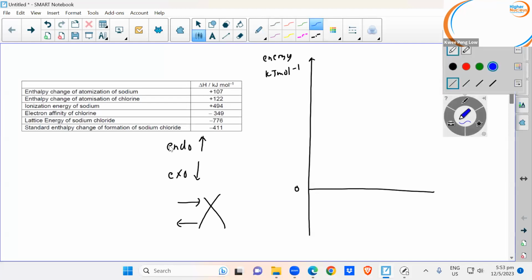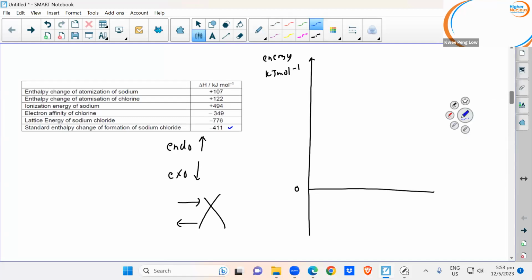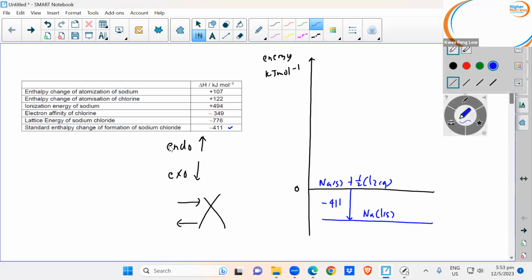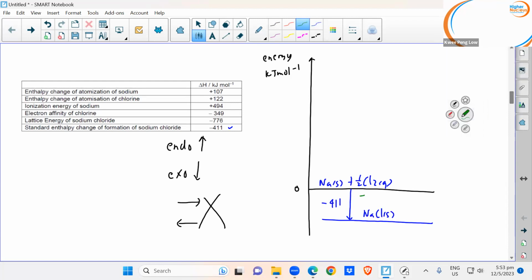So same thing, I'm going to start off with my F, formation. So sodium solid plus half chlorine gas. The value is minus 411, minus, so I point my arrow down. So I'm going to form a mole of sodium chloride solid. So this is my F, formation.